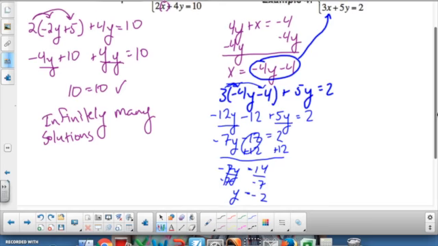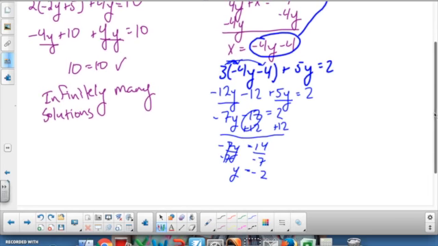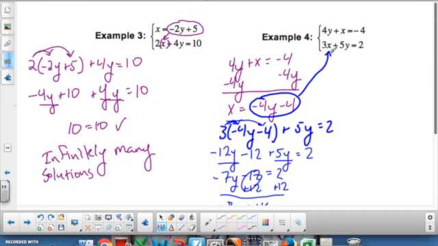All right, now I know one of the coordinates of my ordered pair. I've got to figure out what x is, though. So I'm going to go back into my equations, pick one of them. It absolutely does not matter which one. I'm going to go with this first one again, just because I think it's going to be easier to work with because it's got fewer coefficients.